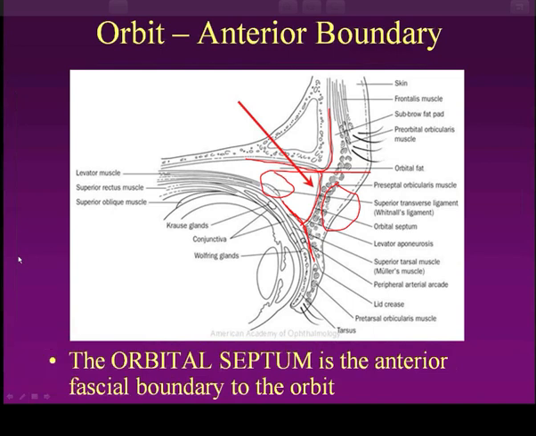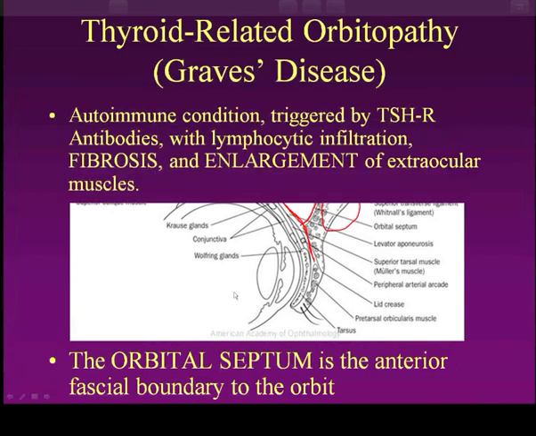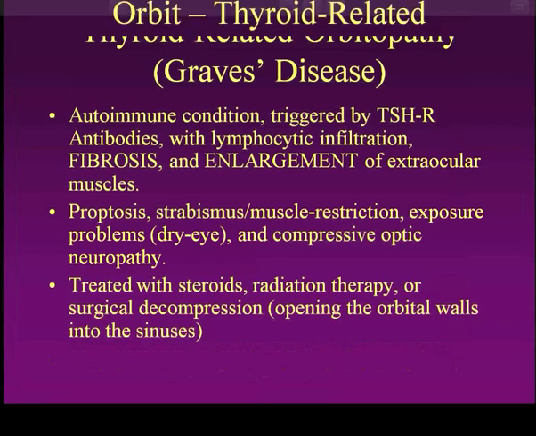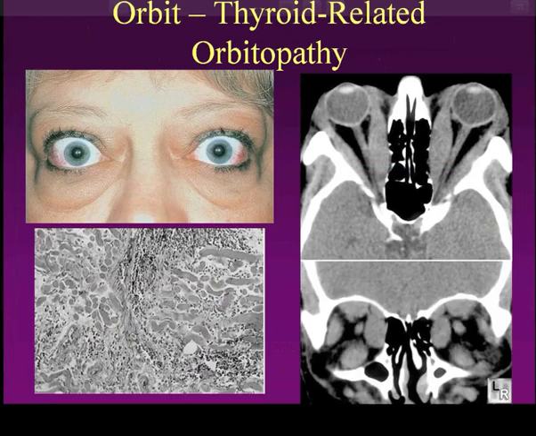Anyways, first disease process I'll tell you about is thyroid-related orbitopathy, or you might have heard it called Graves' disease. This is a condition where there's an autoimmune reaction to the thyroid-stimulating hormone receptor, and these antibodies attack the eye muscles. There's some shared antigen causing fibrosis and enlargement of the extraocular muscles. So you get a lot of problems with the eyes bulging out.